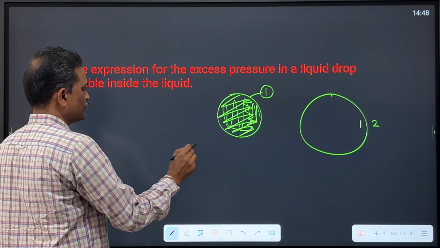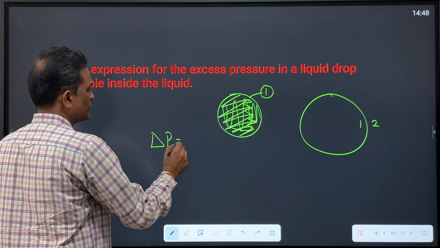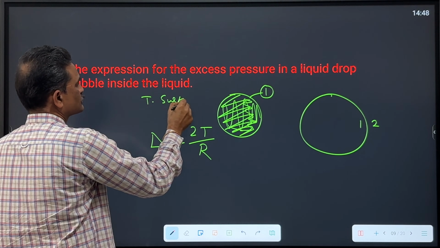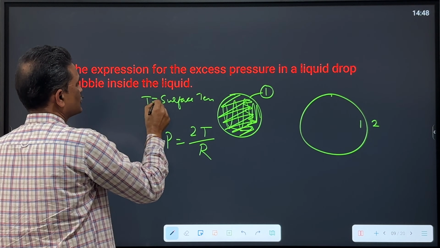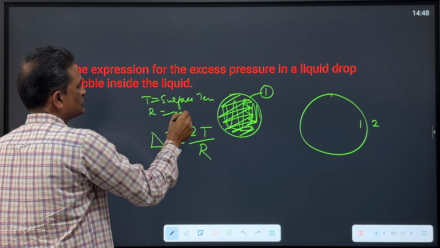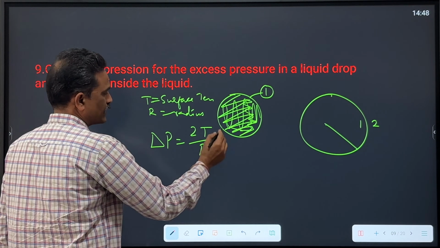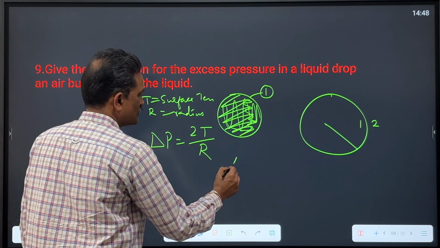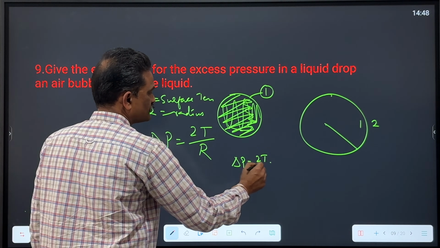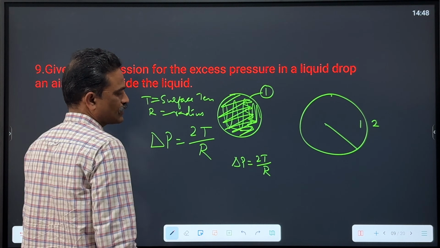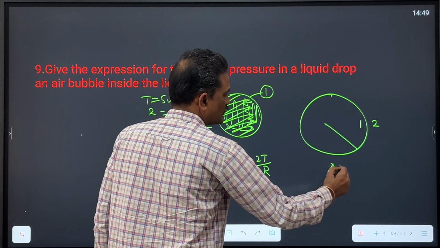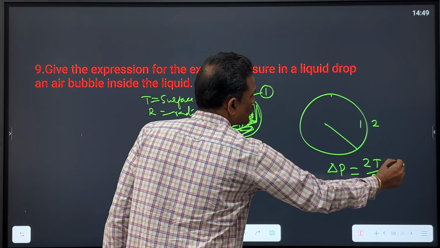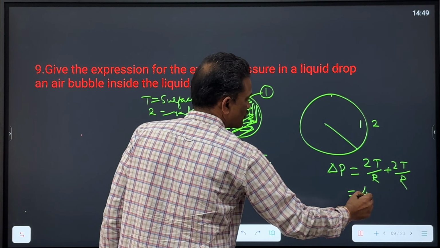Two. For one free surface, the excess pressure is given by 2T by R, where T is surface tension and R is the radius of the bubble. So for this answer, delta P is equal to 2T by R. Here two surfaces are there, you have to add. So in this case, the excess pressure inside a soap bubble is 2T by R plus 2T by R. So it will be 4T by R.